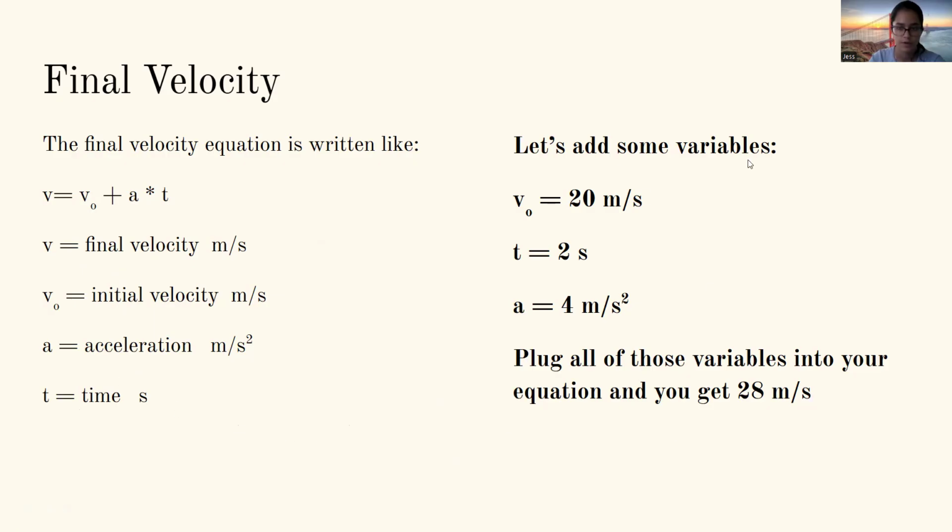So let's add some variables. So v0 will be 20 meters per second, t will be 2 seconds, and a will be 4 meters per second squared. So let's plug those variables into our equation. So 20 plus 4 times 2. 4 times 2 is 8, and then 20 plus 8 is 28. So you have 28 meters per second.